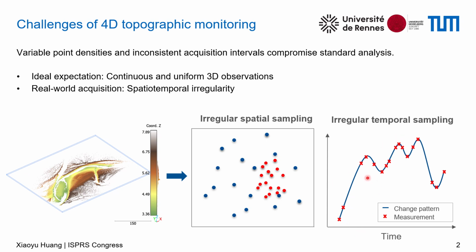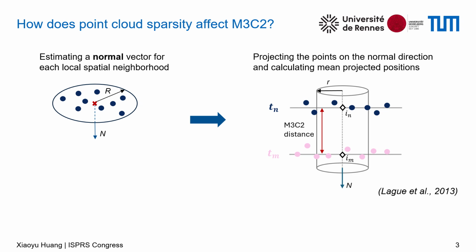So this inherent irregularities creates a massive gap between the data we have and the requirements of standard analysis methods. So to quantify topographic changes from 3D data, the M3C2 algorithm has become the gold standard. So how does it work?